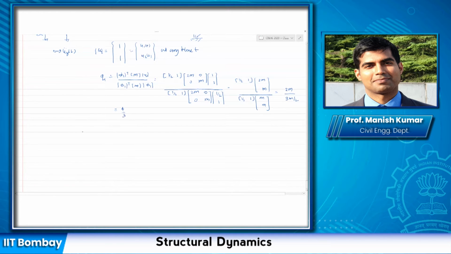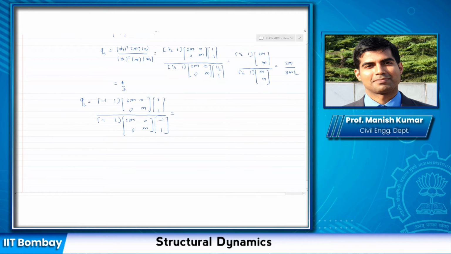Similarly, I can write down Q2 as minus 1 1 times 2m 0 0 m times 1 1, divided by minus 1 1 times the mass matrix times minus 1 1, and this you can find out as minus 1 by 3. So Q1 is 4 by 3, Q2 is minus 1 by 3.